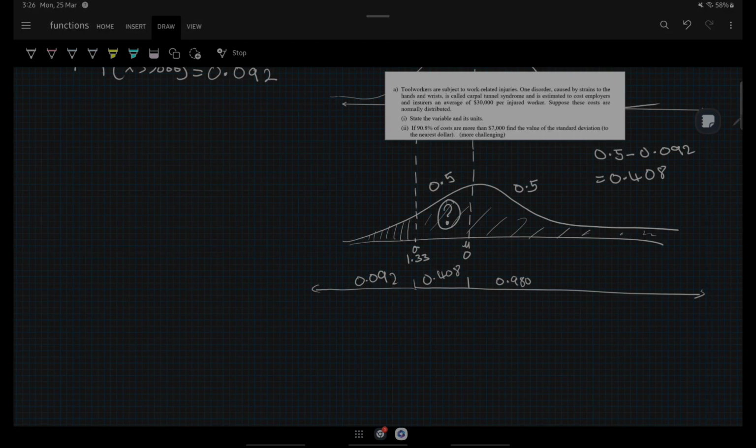And now, if we know our Z formula, rearranging that to solve for the standard deviation.